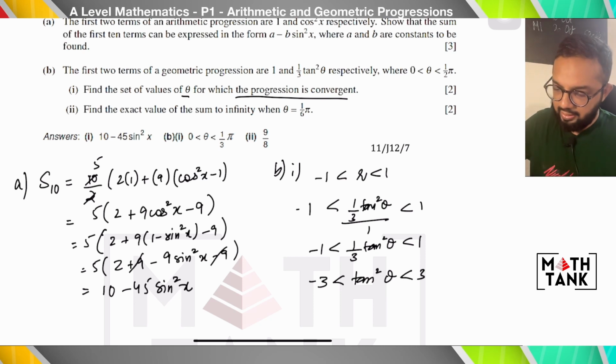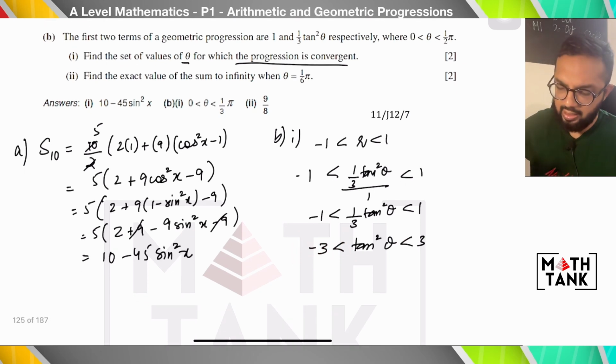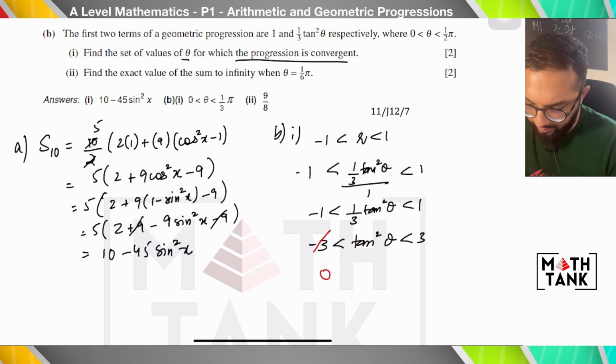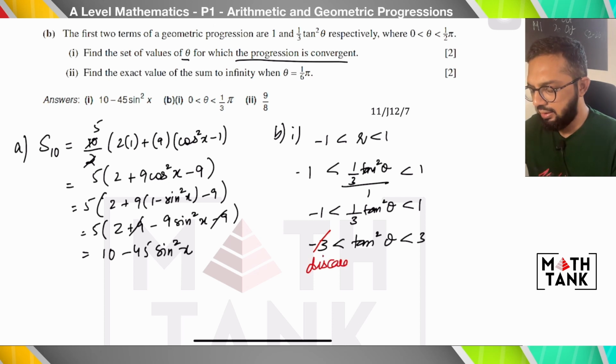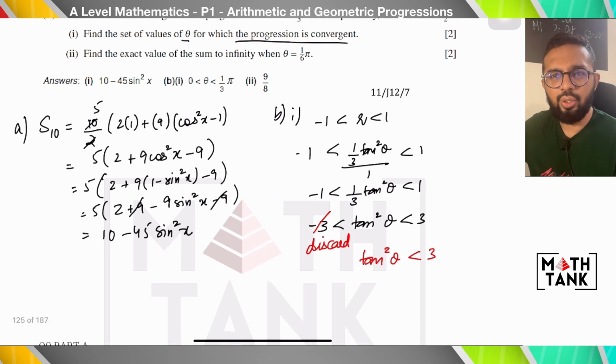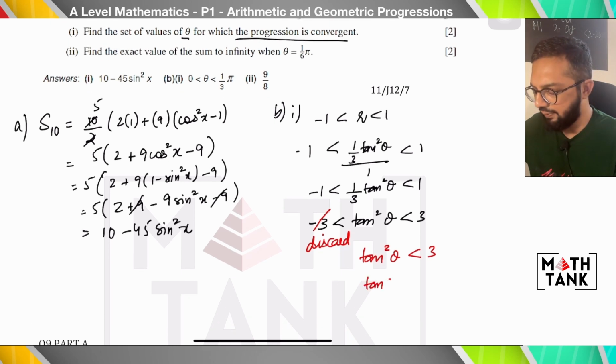Now, what I want you to understand is that tan square theta, whenever you square something, cannot be negative. So this lower limit is actually not really valid. This lower limit should be 0 instead of minus 3. So this actually gets discarded on this side. I cannot put a root on there. So I'm just going to talk about this. Tan square theta is less than 3. But I don't have a graph or a method for tan square theta. I have a method for tan theta.